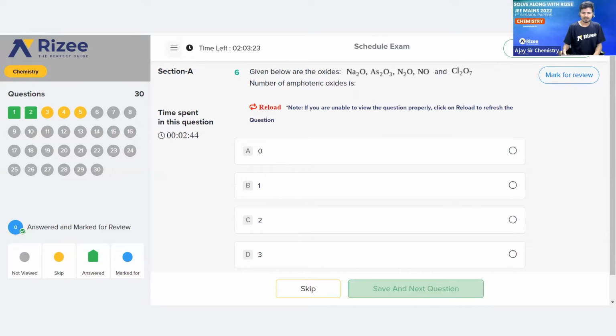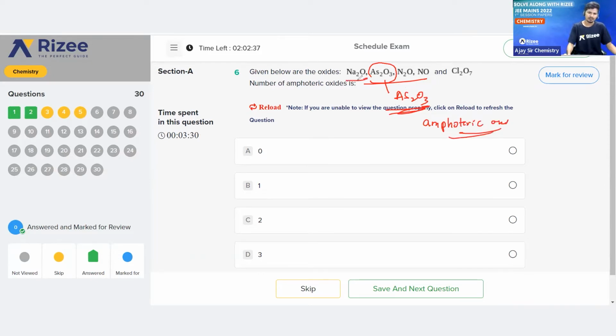See, we have to find the amphoteric oxides. So how many amphoteric oxides are present here? Just tell me. Only one. So only one amphoteric oxide is present. That is As2O3. This is an amphoteric oxide. So the remaining are different.